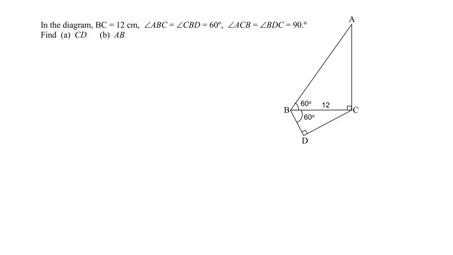Hello everyone, welcome to this video where we are given triangles, two right angle triangles to be more specific, and some of the sides that are given. And we are tasked to find CD and AB. So to find CD, I'm going to look at this red color triangle.